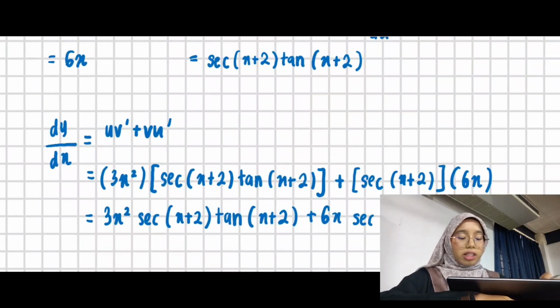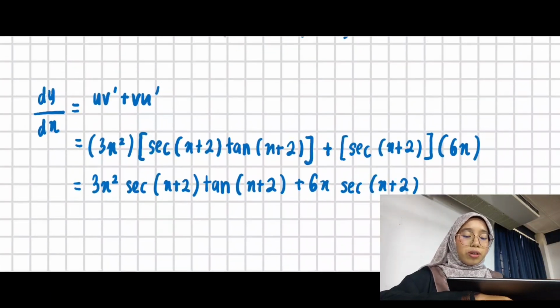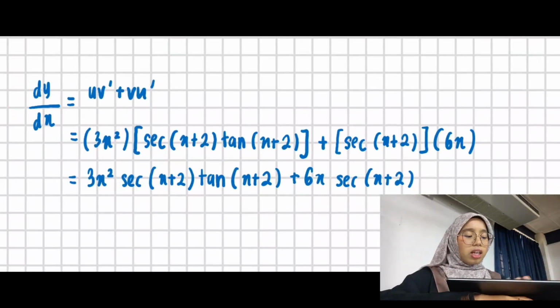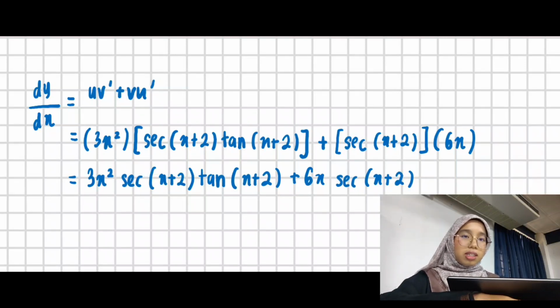To find dy/dx, we use the formula uv prime plus vu prime. So we enter the values, and the final answer is 3x squared secant (x plus 2) tan (x plus 2) plus 6x secant (x plus 2).